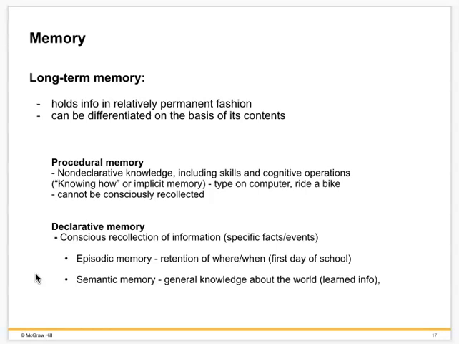Semantic memory is general knowledge about the world. So that's just general learned information. Geography, history, general information just about the world. So those are the differences between those two.